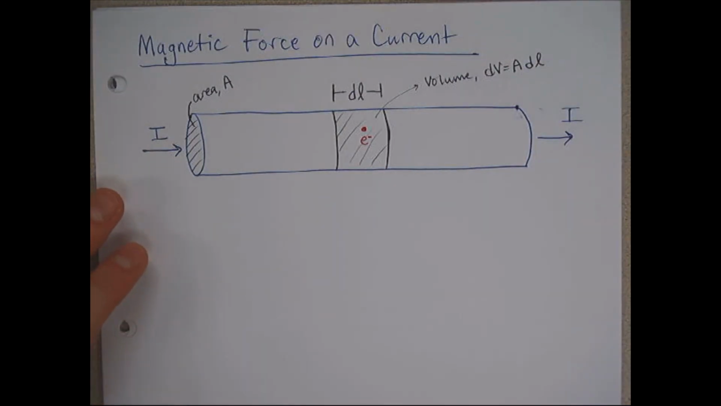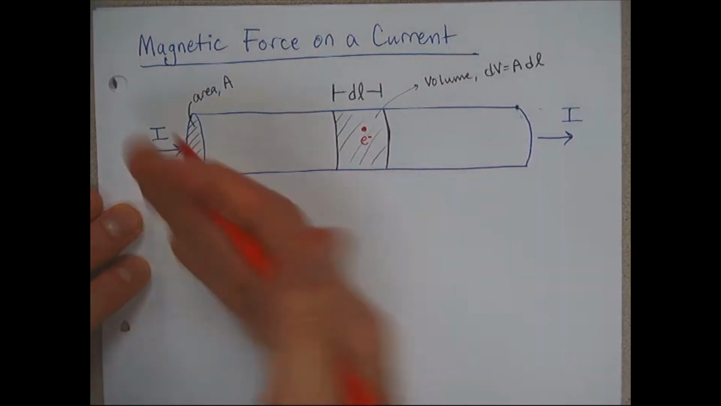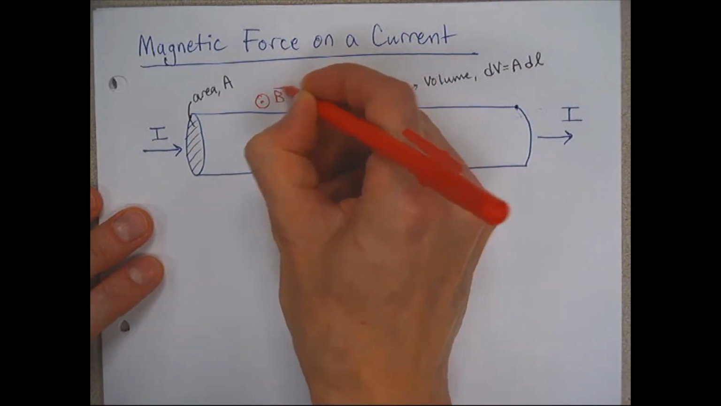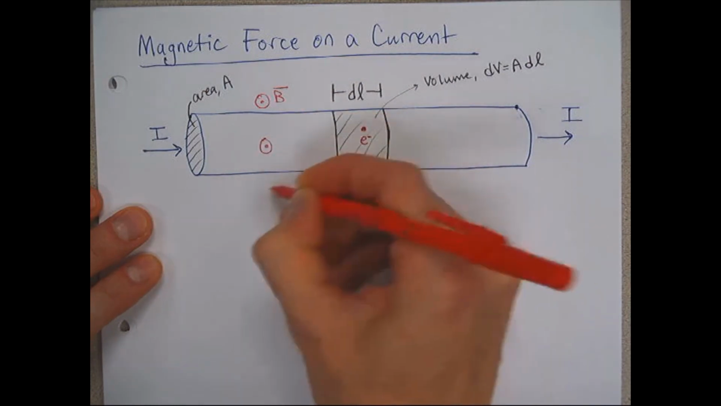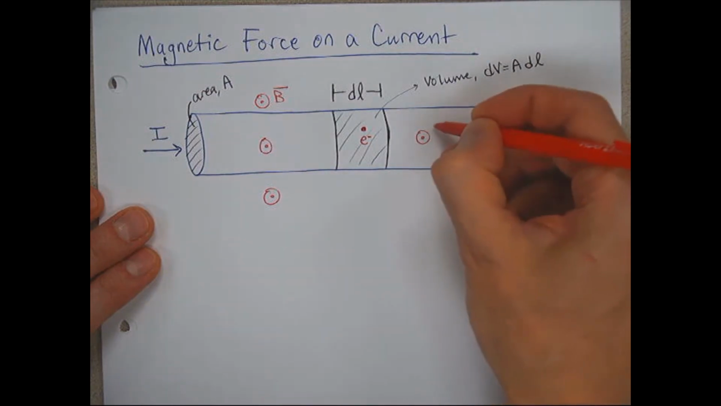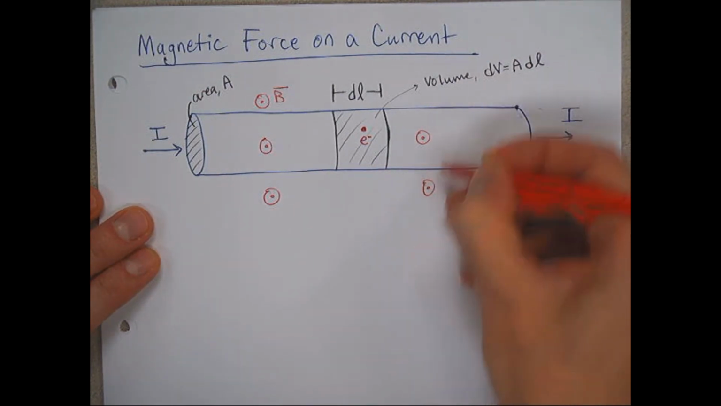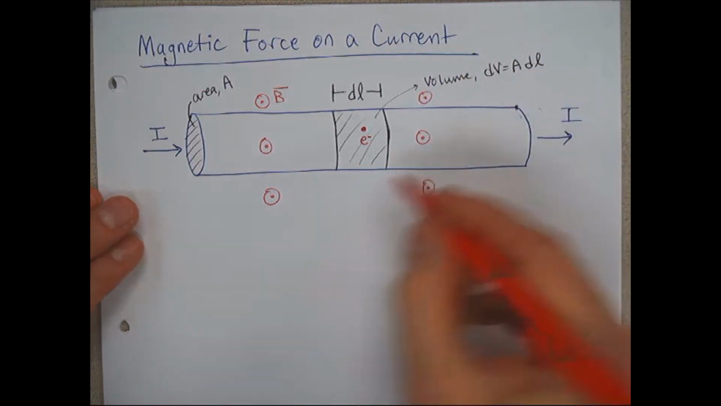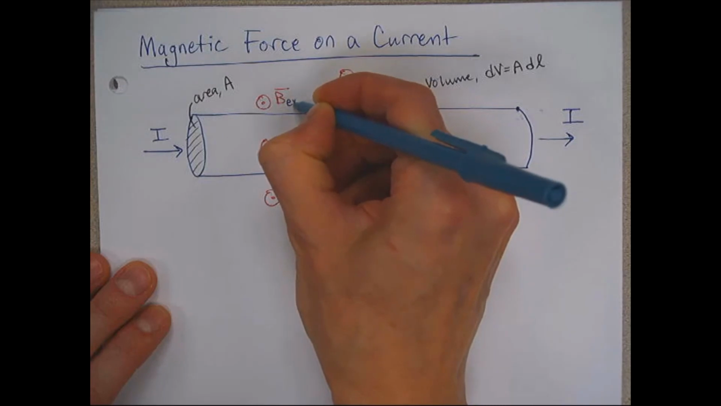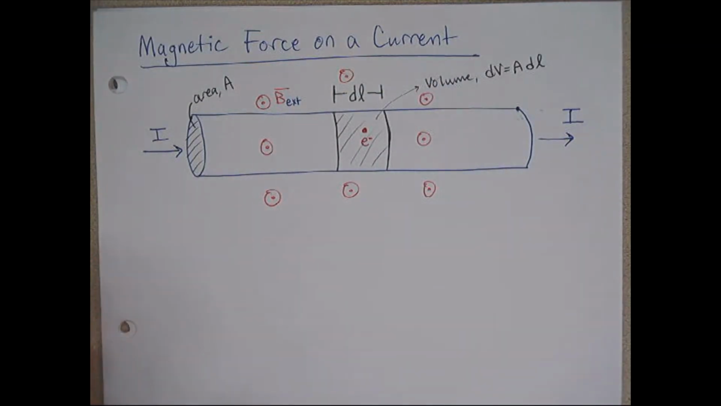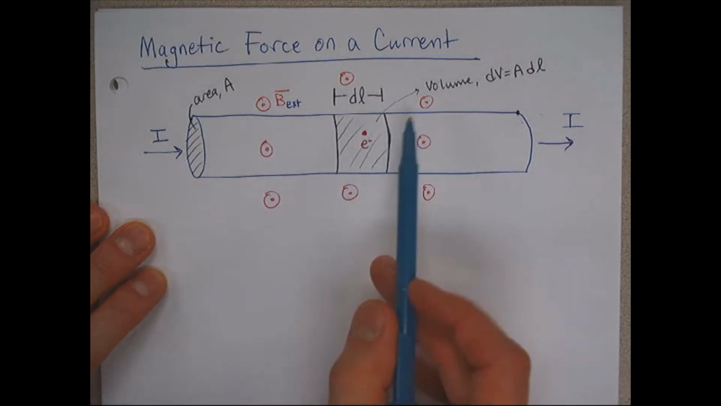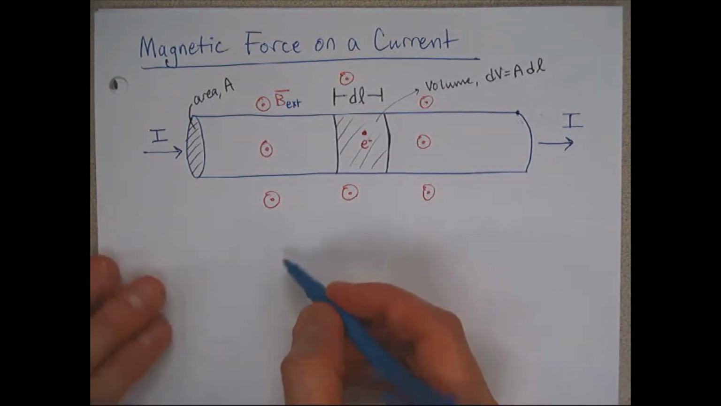Now we'll place a magnetic field in this region. Let's say it's out of the page. And we'll make it uniform. So there are B field vectors coming out of the page everywhere in this region. And we'll note that this is an external B field to distinguish it from the B field that we'll study in chapter 28, which is generated by currents themselves.